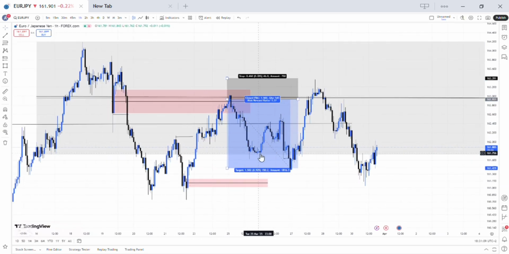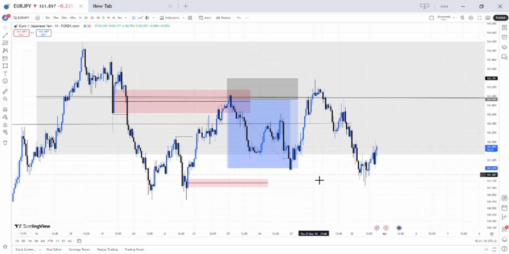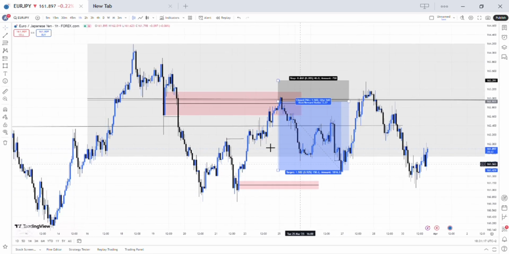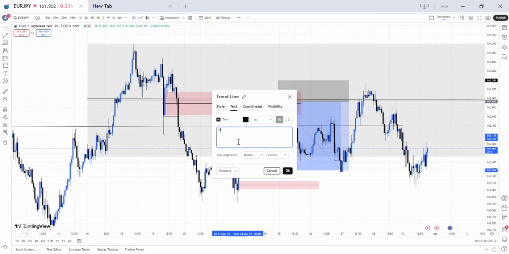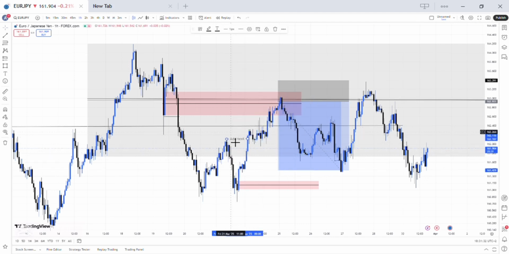This was the clear market maker model. Now after seeing this break of structure here, you can see this was a market structure shift to the upside. Let me indicate it. MSS. So this was a market structure shift to the upside.